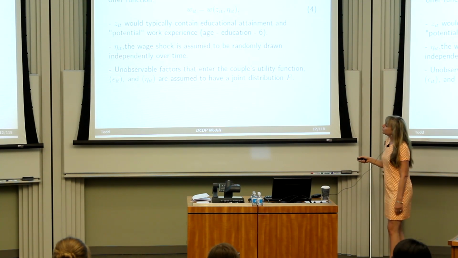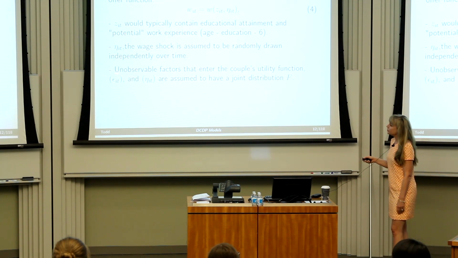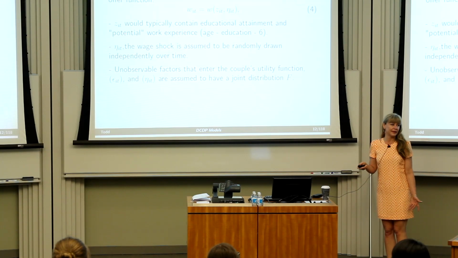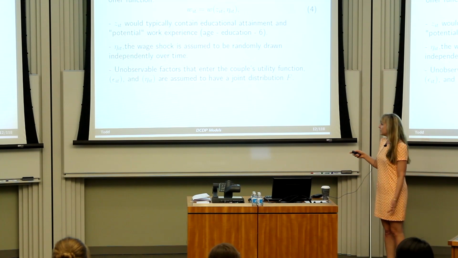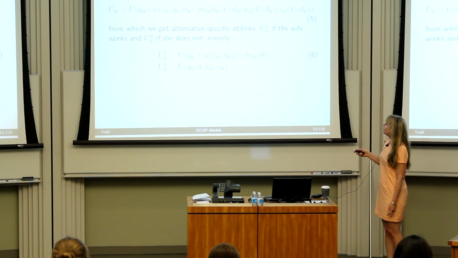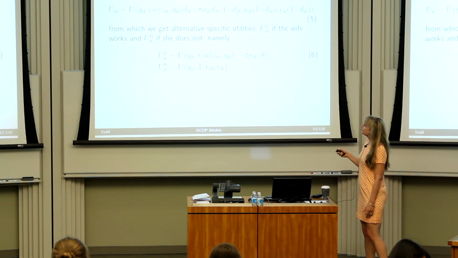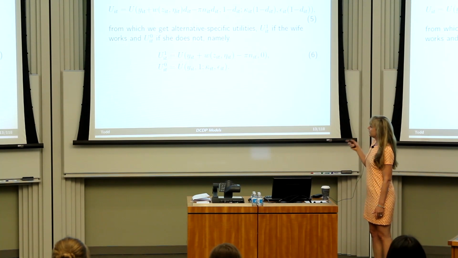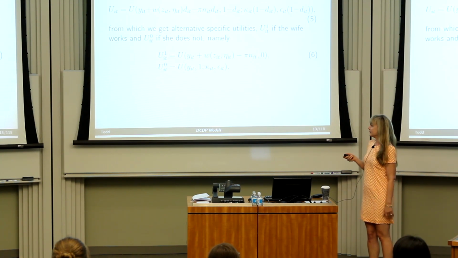And then we could make some distributional assumption on the unobservable factors, that they have some joint distribution. Typically normality, but you can assume kind of whatever you want. Okay, so this then leads us to the utility under the two different choices.